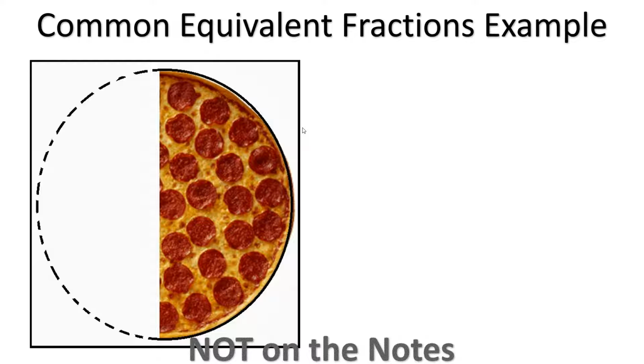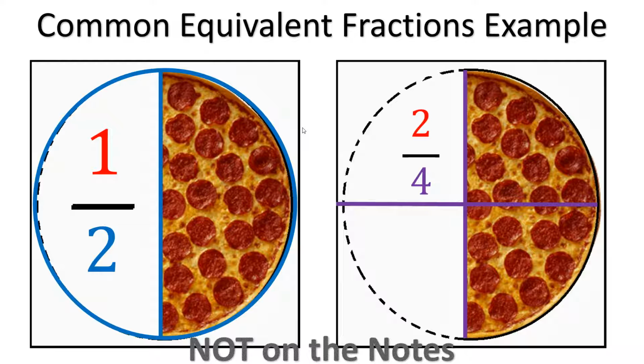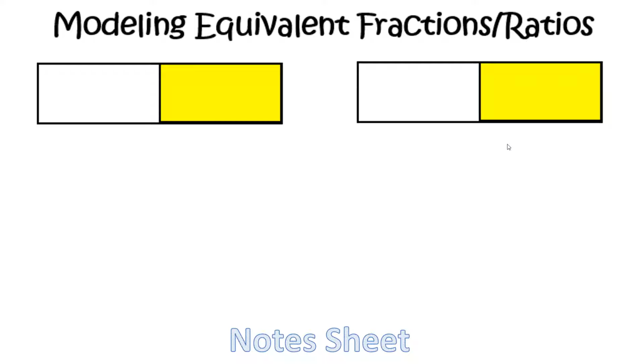So using a very popular example of a pizza, we have 1/2, 1 out of 2 pieces. And then if we cut this in half again, we now have 2 out of 4 pieces. But the amount of pizza we have is the same. It's just been cut into more pieces. That's what an equivalent ratio, or equivalent fraction, is.